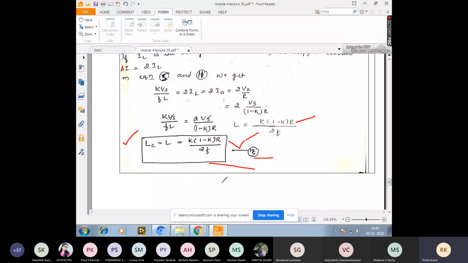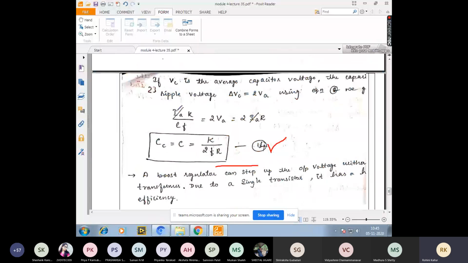This is the equation for the critical value needed, so that the conduction happens smoothly and you will be getting a continuous inductor current flowing in the circuitry.